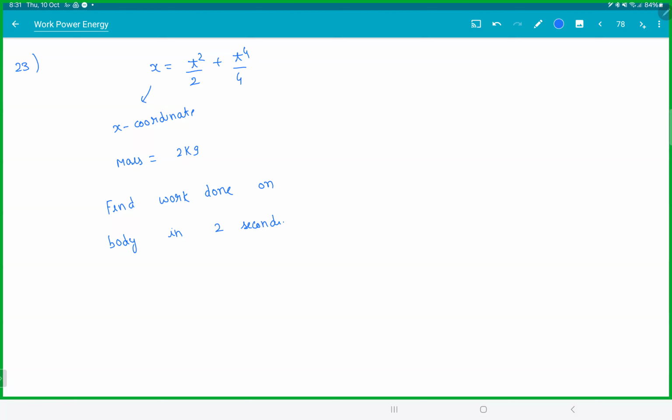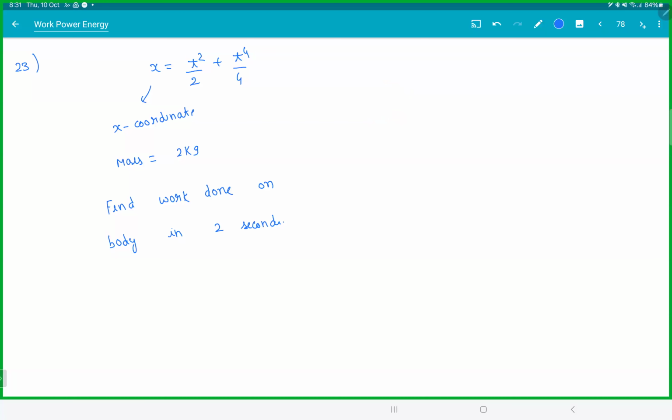Integral f bar dot dr bar. Right. So, okay, fine. So I have an idea here. I can differentiate this 2 times. I'll get acceleration. I'll get force from there. And then I can find dx here and integrate. That is one way. Quite long.